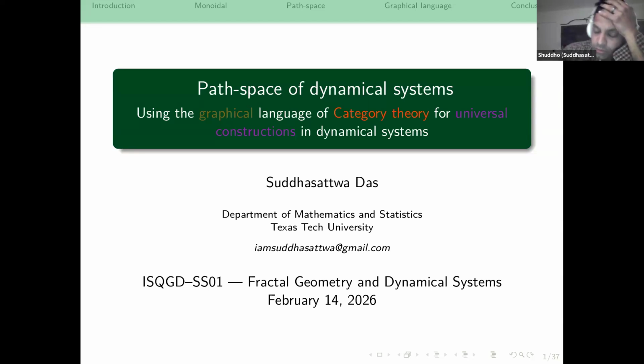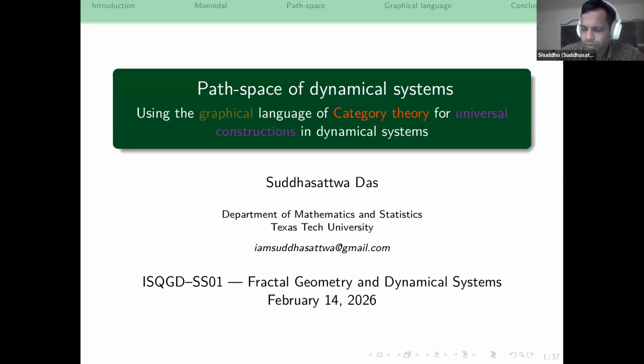And there's a lot of ground to cover today. Let's see how much I can cover. But at the very least, what I want to convey to you is the idea of a path space. So a path space is the collection of all sample paths of the given process. So it's not just a deterministic dynamical system. Given any stochastic process, we can talk about their path space.